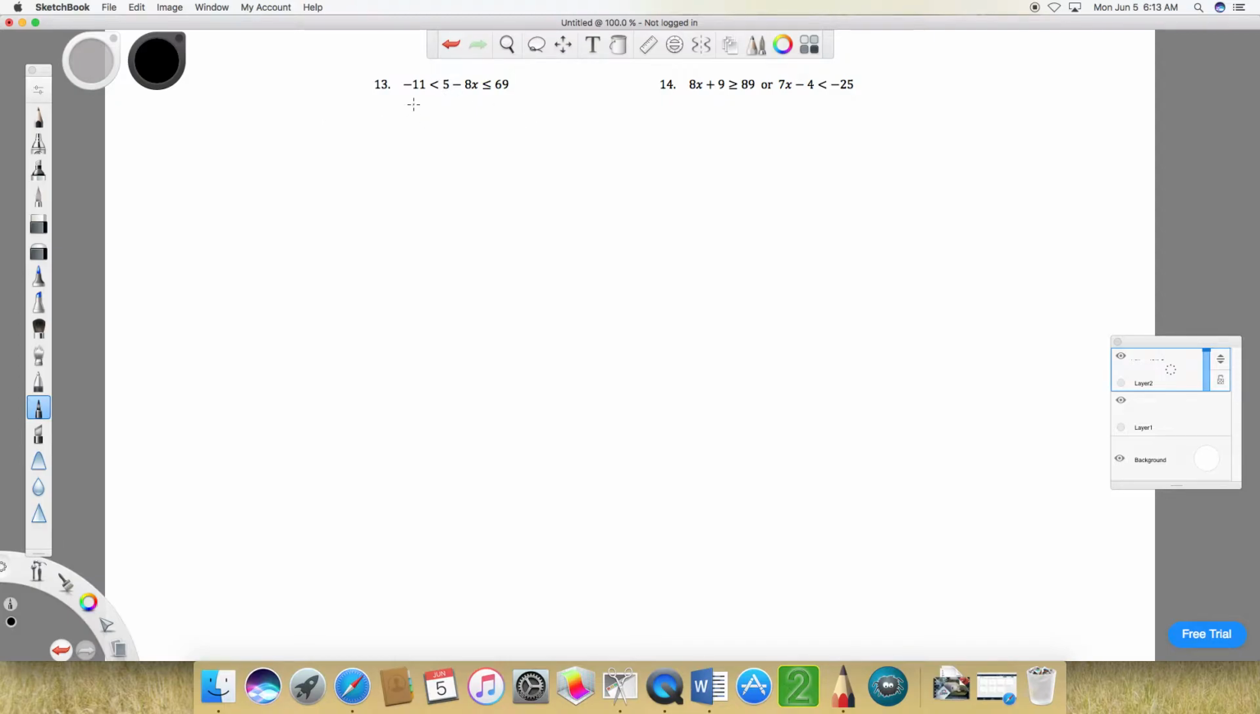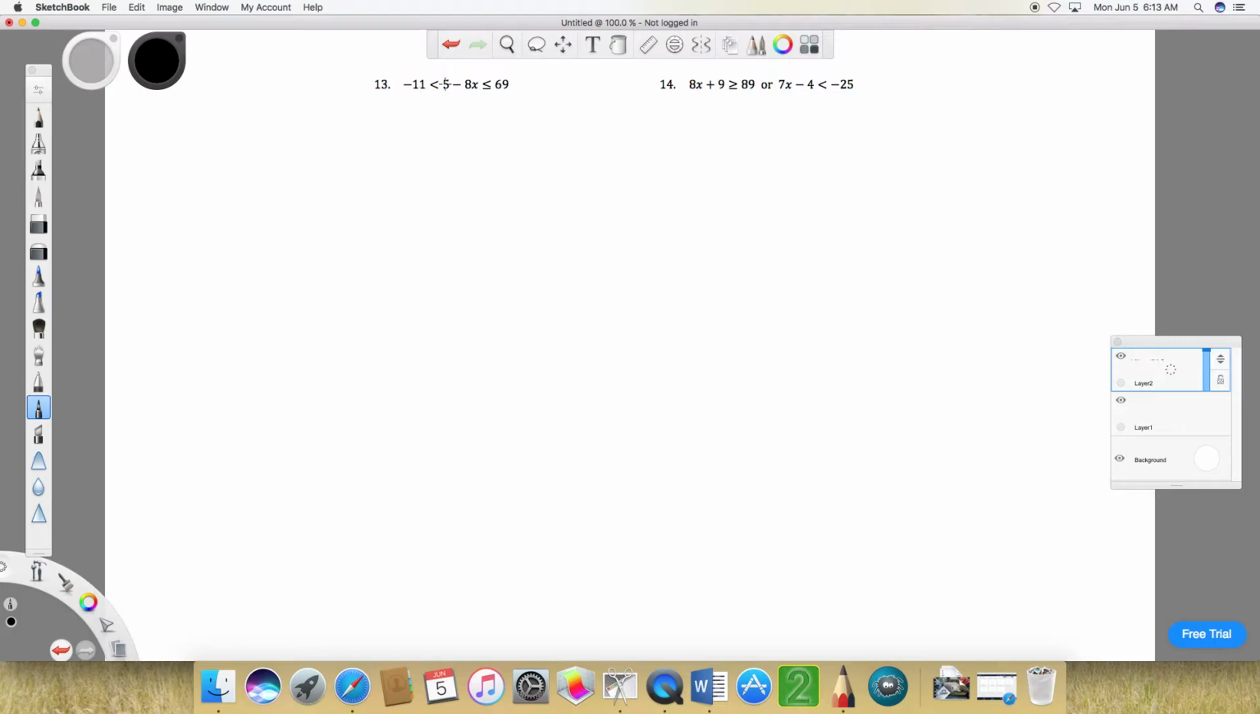All right, in number 13, I also notice that I only have the variable in the middle portion, that I don't have the variable in all three sections. So sometimes I think the ones that just have the variable in the middle are easier to solve because I don't have to split it into two inequalities. I can just work with it just as it's written and get the x in the middle by itself. So I'm going to subtract 5 from all three sections.